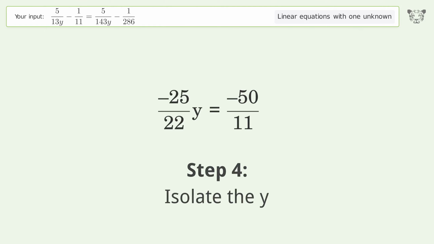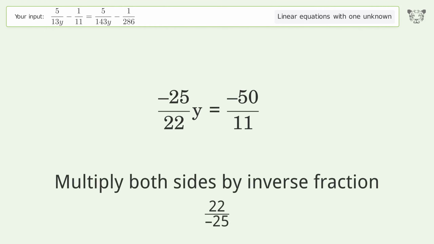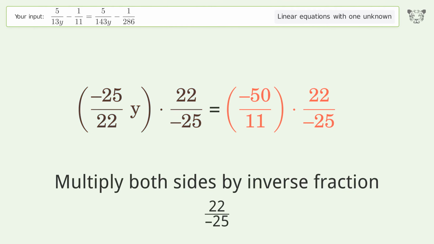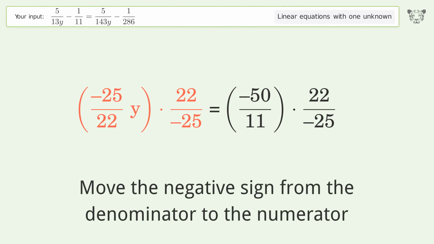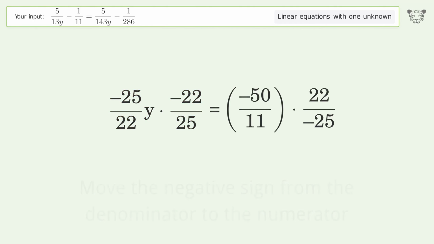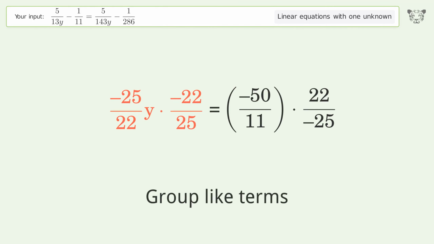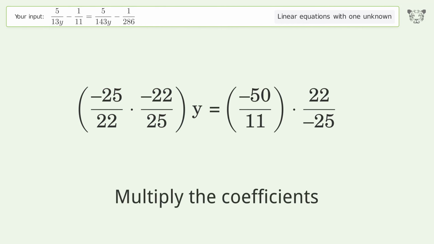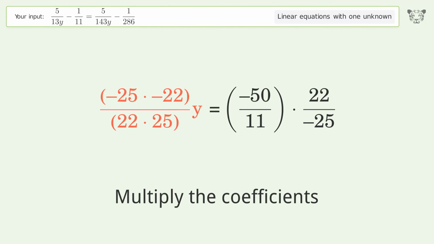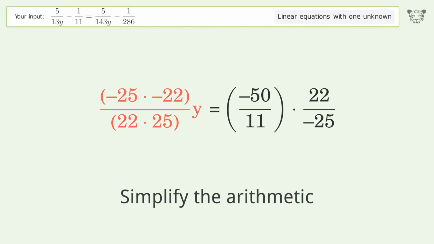Isolate the y. Multiply both sides by inverse fraction 22 over negative 25. Move the negative sign from the denominator to the numerator. Group like terms. Multiply the coefficients. Simplify the arithmetic.